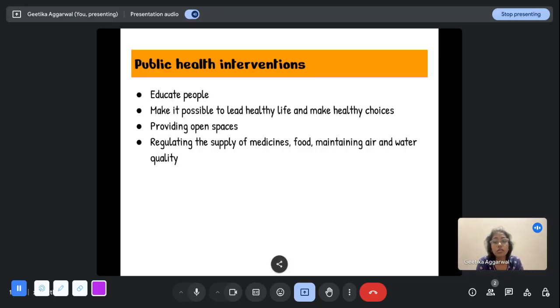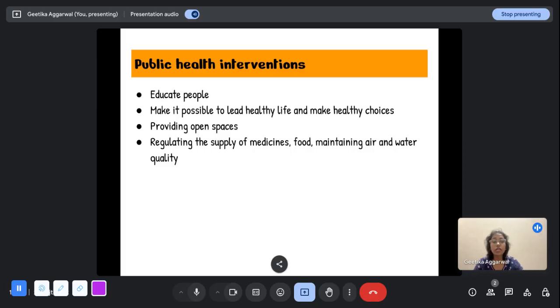So certain basic public health interventions that can be taken are spreading awareness, educating people, making it possible for them to lead a healthy life and to make healthy choices. By making it possible, it means that you need to take care that these healthy life choices are also affordable to people, and also available to people. So you need to address it at different levels, and you could be providing them open spaces, for example gardens and parks, where people can go out and walk, they can exercise, they can take in fresh air, and they can keep themselves active.